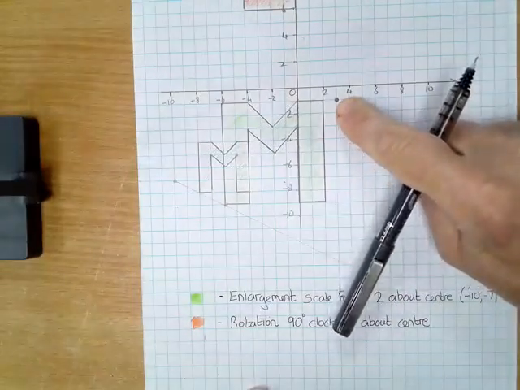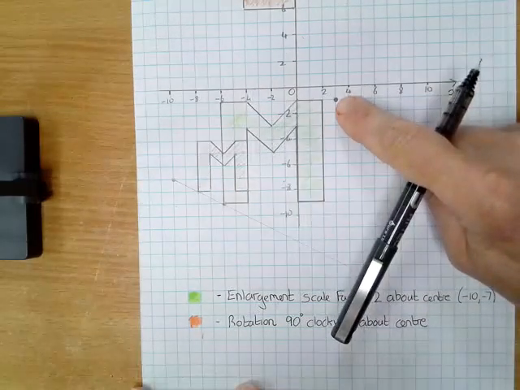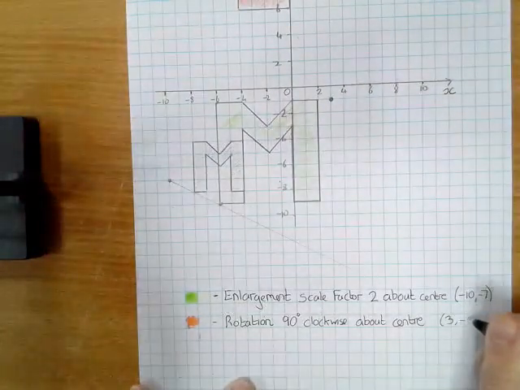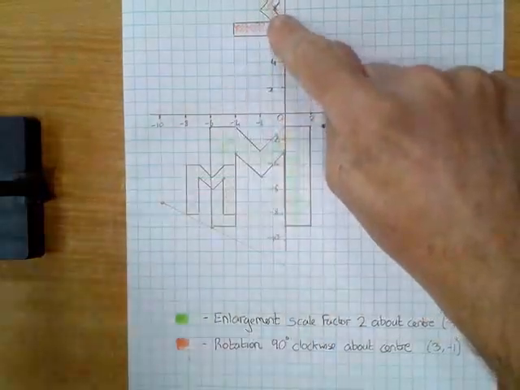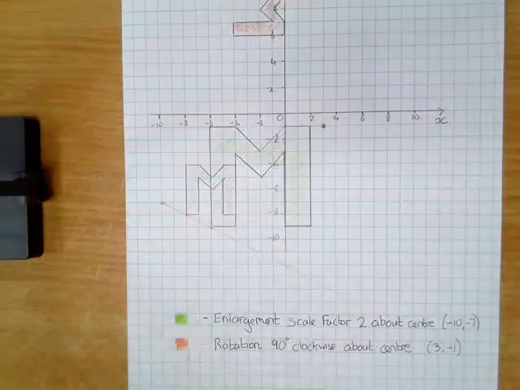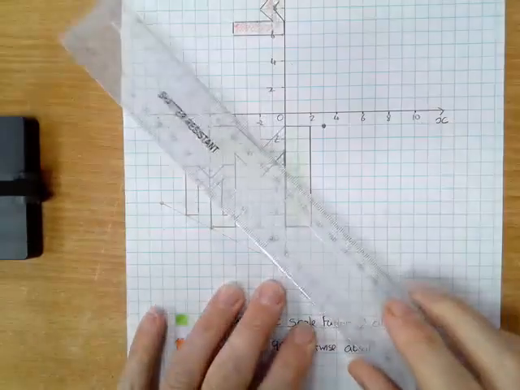Shout it out if you know it before I say it. Shout out to the screen now. It's 3, -1. Lovely. Okay, so we've got a rotation, we've got an enlargement. What next? Let's do the reflection. And then the last one's the easy one, so we can do the translation at the end.